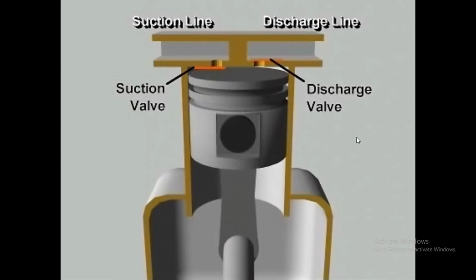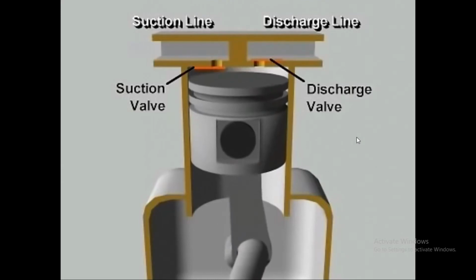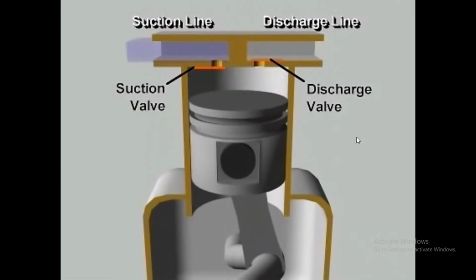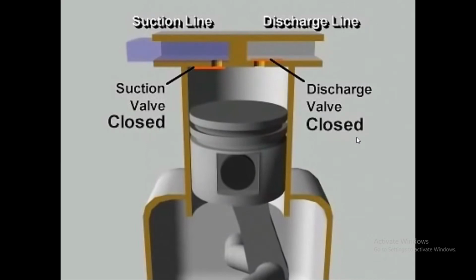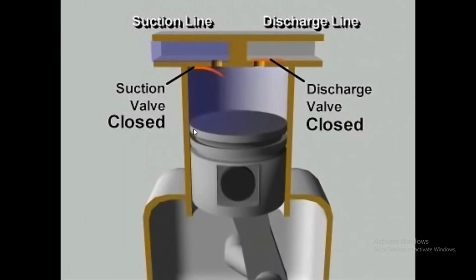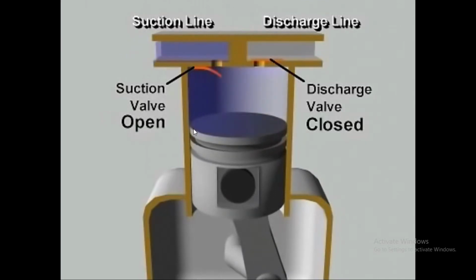Starting with the piston at the top of its stroke, or at top dead center, the piston begins to move downward as the crankshaft rotates. Because both valves are closed, the downward moving piston reduces the pressure in the cylinder. As the pressure in the cylinder falls below the low side pressure in the suction line, the pressure difference opens the suction valve, letting refrigerant vapor flow into the cylinder.